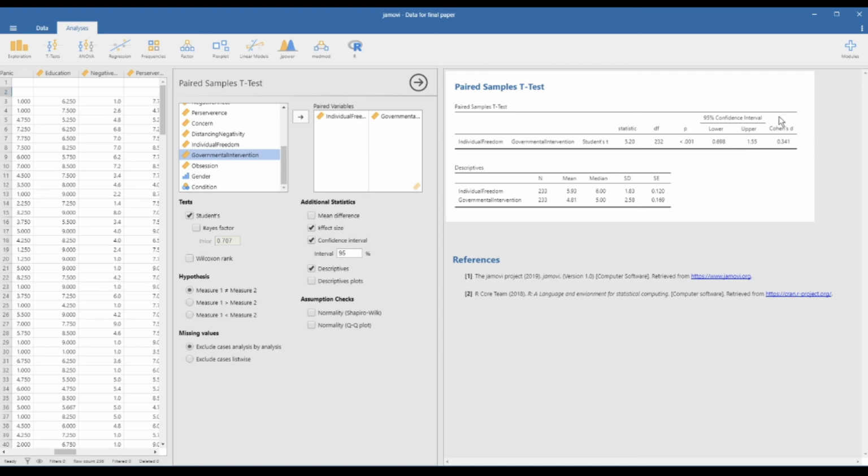This also gives us Cohen's d, which tells us how many standard deviations one of those values is than the other. Typically, about a medium effect size of Cohen's d is going to be somewhere around 0.4, 0.5, and above. So this is a small to medium effect size of 0.34, telling us that participants' perceptions of and support for individual freedom is significantly higher than governmental intervention, and specifically the size of that effect is 0.34 standard deviations higher.